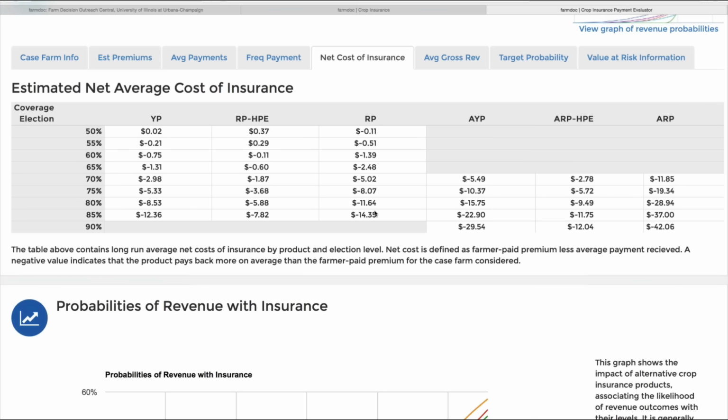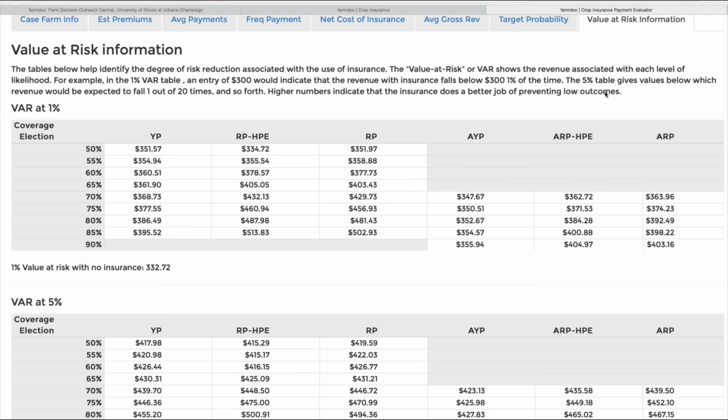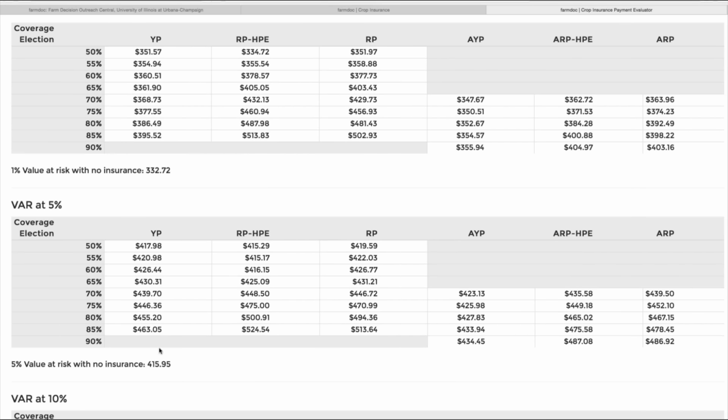It may not happen this year, but on average, if we could repeat this many years, we would expect that to happen. This is a look at averages. We also calculate value at risk information. Now, I want to focus here. We do this at 1% and 5%, but let me tell you what this is.